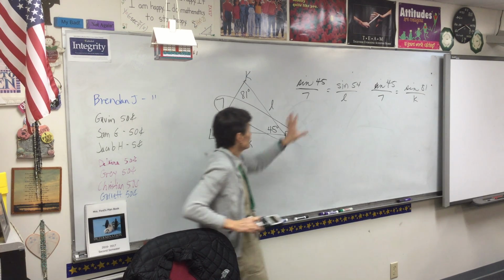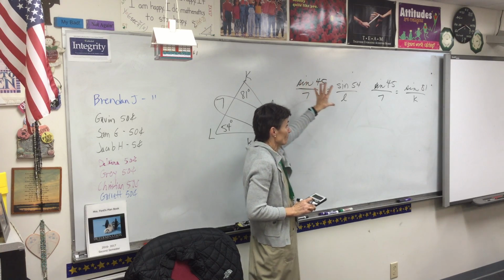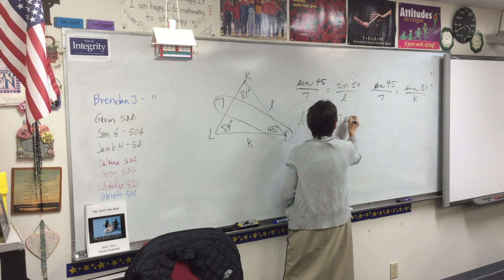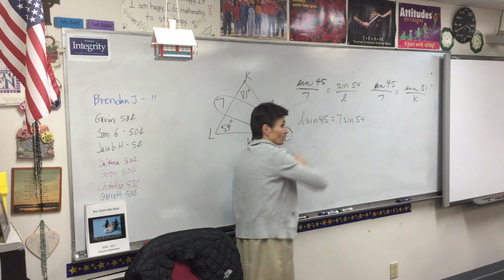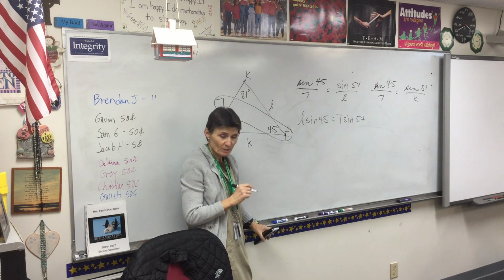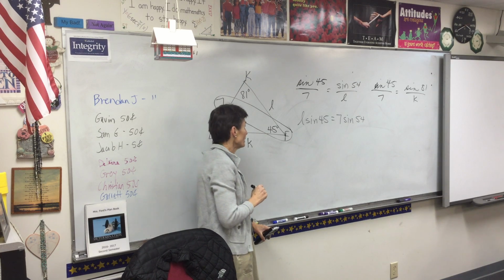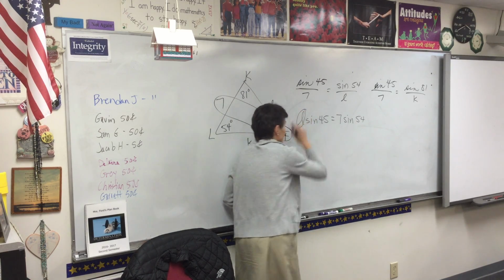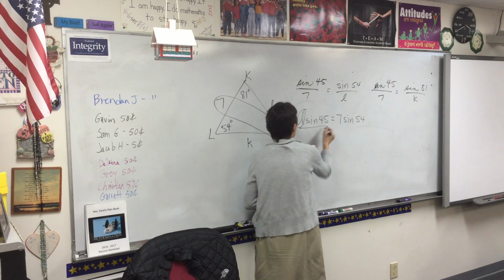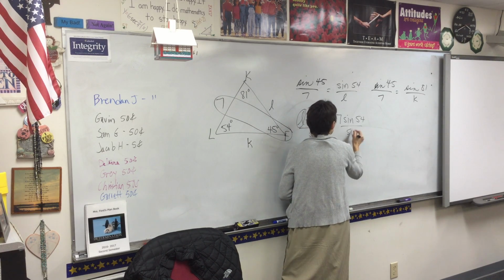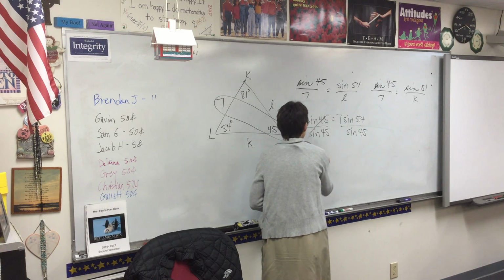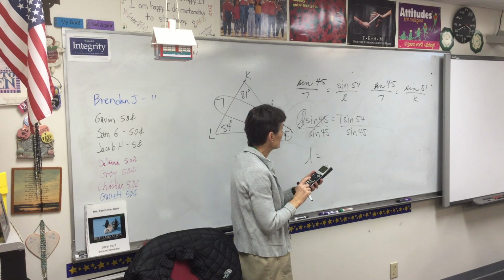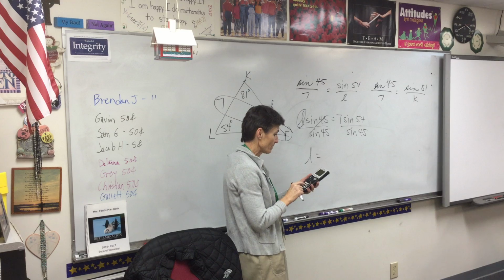Okay, so if we're doing this one first, how do I solve this? Cross multiply. So L sine 45 equals 7 sine 54. Just cross multiply. Remember this from yesterday? Yes, Mrs. Ford, we love the law of sines. How do we go from here? We want to know what L is. So we'll divide by sine 45. So L equals 7 sine 54, close parentheses, divided by sine 45.